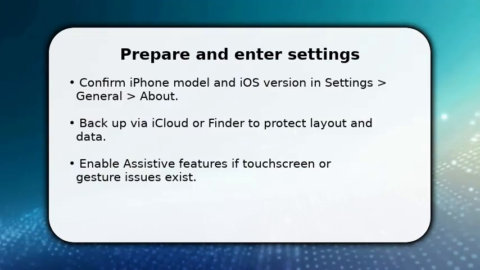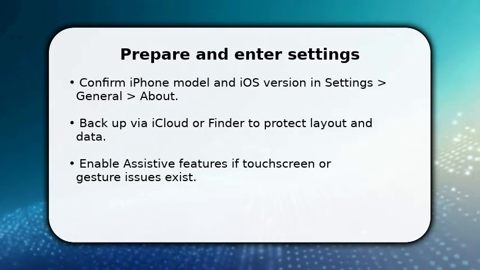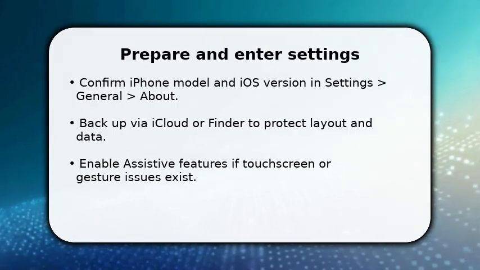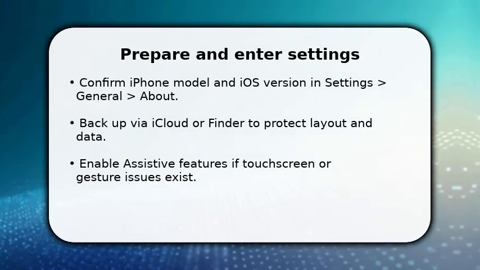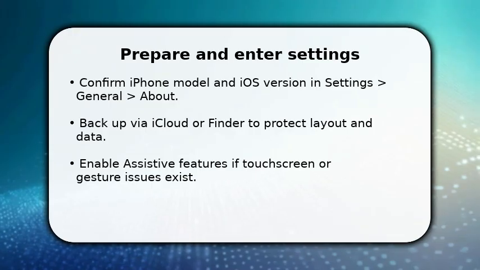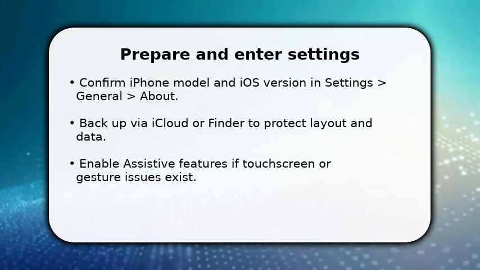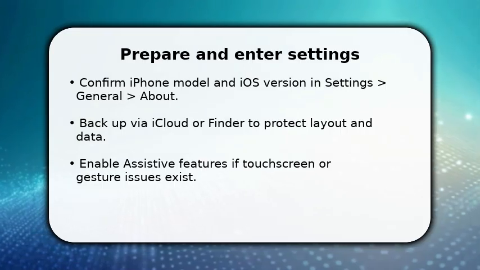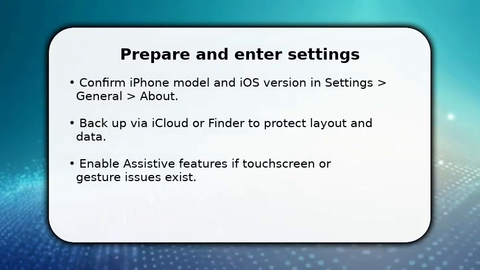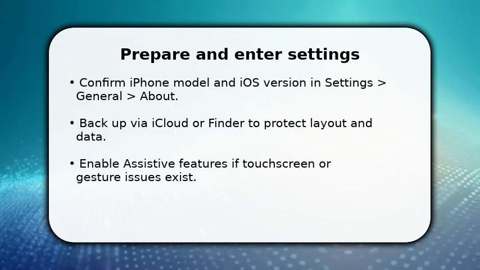You start by confirming your iPhone model and iOS version so you know which options are available. Once done, make a quick backup to iCloud or Finder. This protects your layout if something goes wrong. Next, open Settings and go directly to Home Screen or Accessibility, depending on your iOS build. This is where the dock and layout controls live.